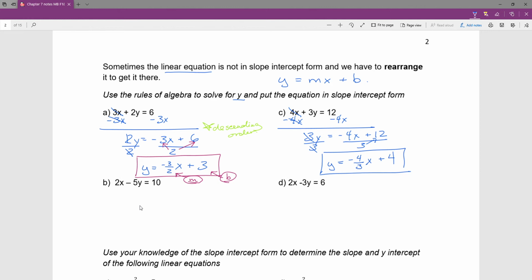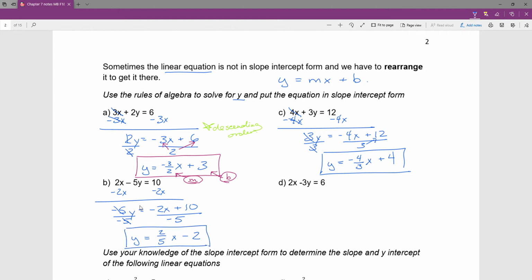The ones down here on the bottom, I'd start by subtracting 2x on both sides. And that would give me negative 5y equaling negative 2x plus 10. And solving for y, I'm dividing by negative 5 on both sides. So as always with negative signs, watch those signs. My final answer here would be y equaling a positive 2/5, because it's a negative 2 divided by a negative 5. So 2/5 x minus 2, because I have 10 divided by negative 5. Always with the negatives.